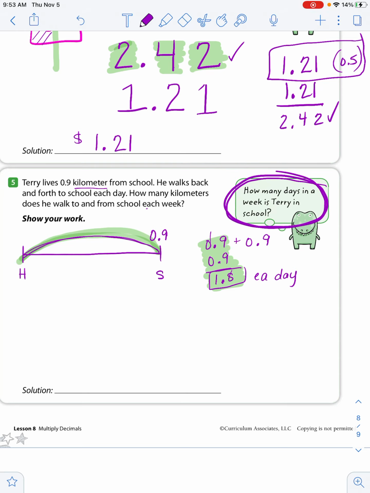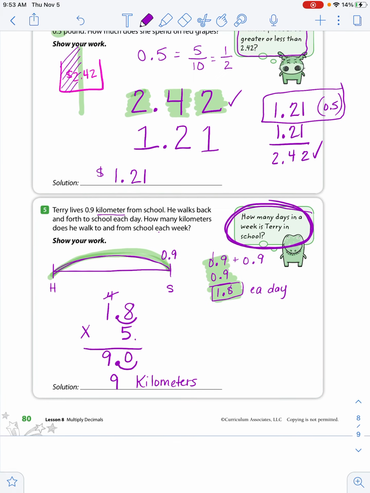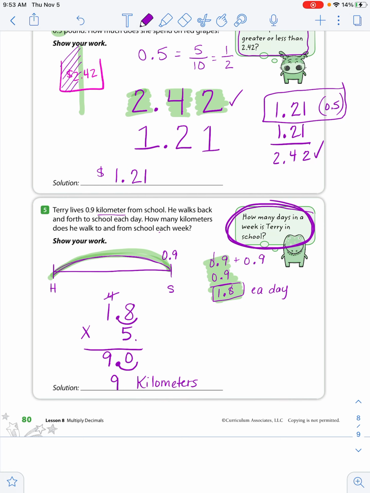Now, if he's going to do that 5 days a week, that's 1.8 plus 1.8 plus 1.8 plus 1.8 plus 1.8, or 1.8 times 5. Now remember, 5 is a whole number, so that decimal's already hiding over there. 5 times 8 is 40. 5 times 1 is 5, plus 4 is 9. Bring that decimal over 1, so bring this hidden one back 1. So he walks 9 kilometers in a week. Okay? Hope you did okay on that.